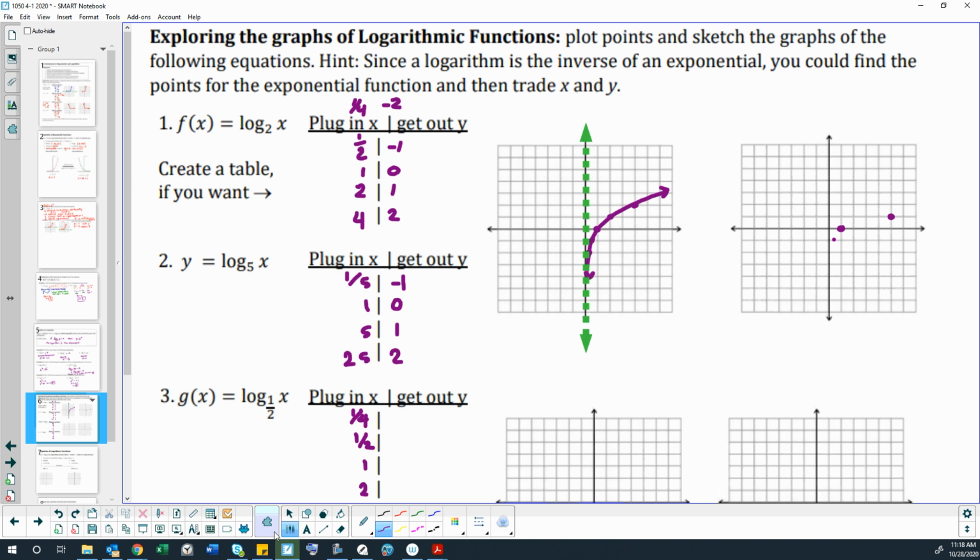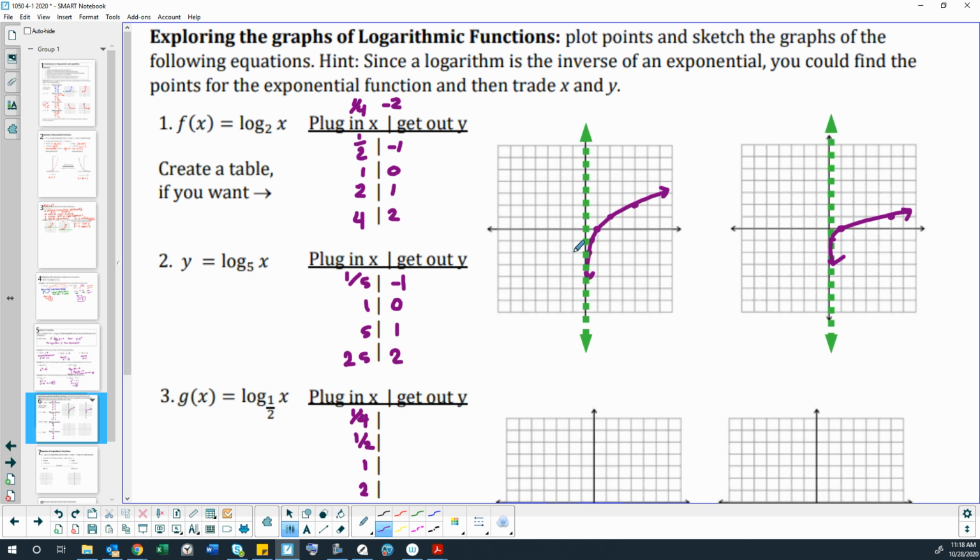And don't forget that there's a vertical asymptote here, because we could plug in smaller and smaller values that are powers of 5, 1 over 25, 1 over 125. And that's just going to get our graph closer and closer to the y-axis without actually crossing it. So something to this effect here.